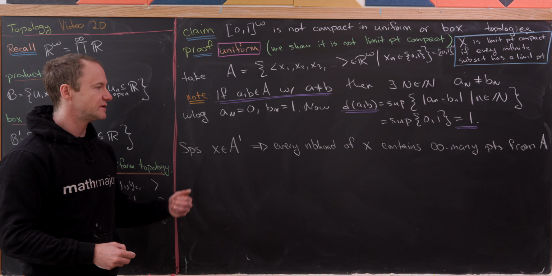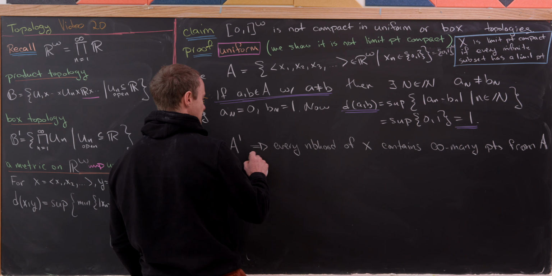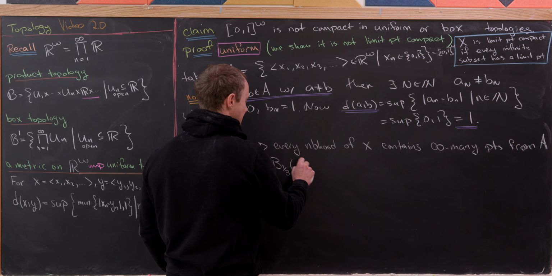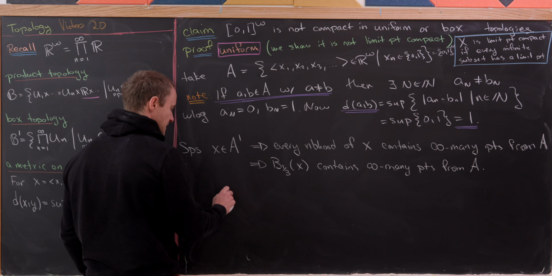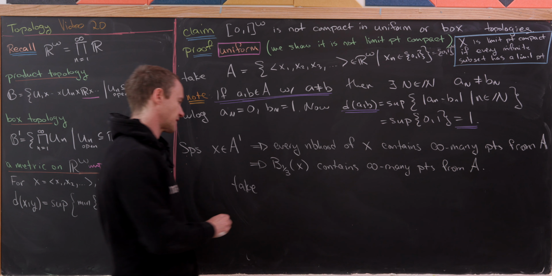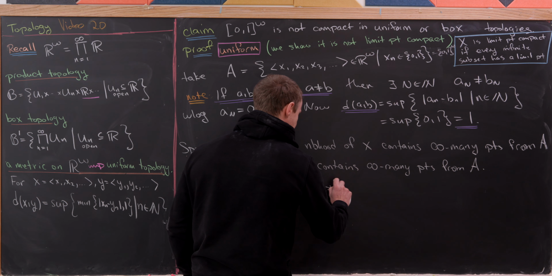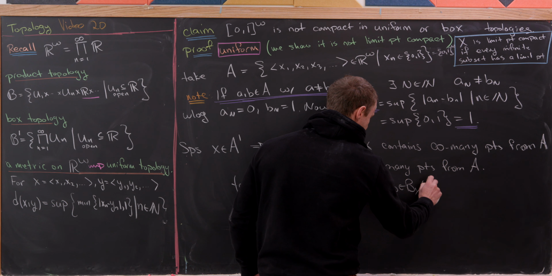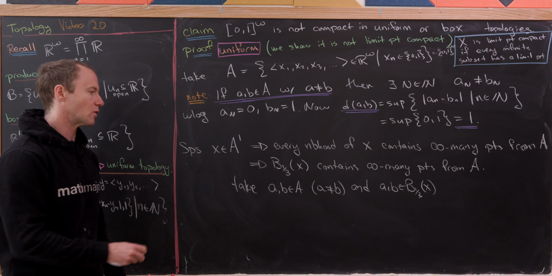Okay, so now what we'll do is apply this result, which again is from our previous lemma, to a special neighborhood. So that implies that the ball of radius 1/3 centered at x contains infinitely many points from A. So if it contains infinitely many points from A, it contains two different points from A. So let's take a and b from A, where a is not equal to b, and a and b are in the ball of radius 1/3 centered at x. And now we'll see everything go wrong.